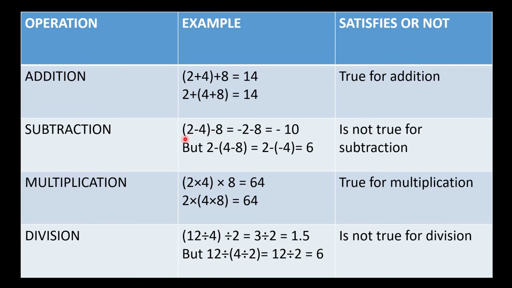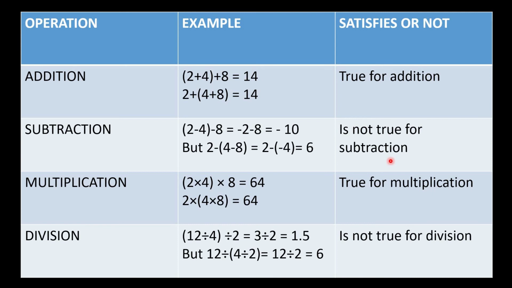Here I have taken the example 2, 4 and 8. Now 2 minus 4 will be minus 2. Minus 8. So minus 2 minus 8 is minus 10. While 2 minus 4 minus 8. So 2 minus 4 minus 8 will be minus 4. यहाँ पे minus minus हो जाएगा plus. That is 2 plus 4 is 6. So this property is not true for subtraction.